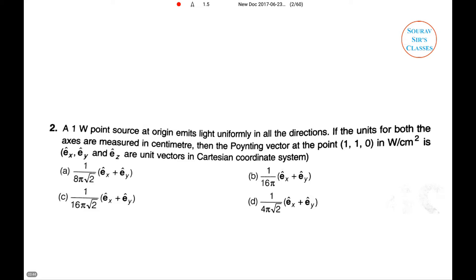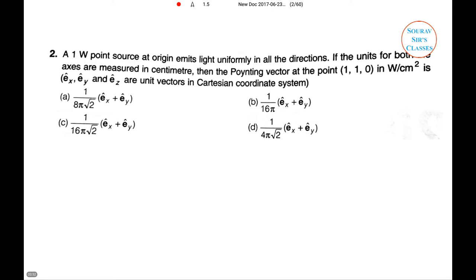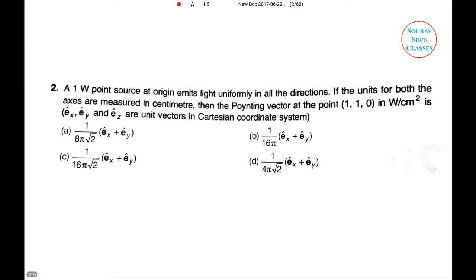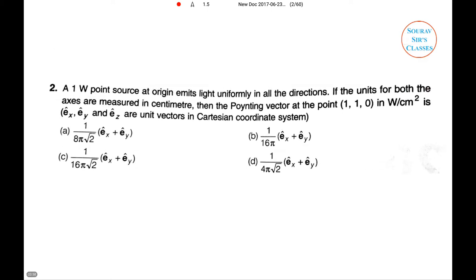Now let us come to the second question that is written here. A 1 watt point source at origin emits light uniformly in all directions. If the units for both the axes are measured in centimeter, then the pointing vector at the point (1, 1, 0) is ... watt per centimeter square. Now, as routine, Ex cap, Ey cap and Ez cap are all provided, and we will have to solve this problem. So what is important here is to notice the power of the source.